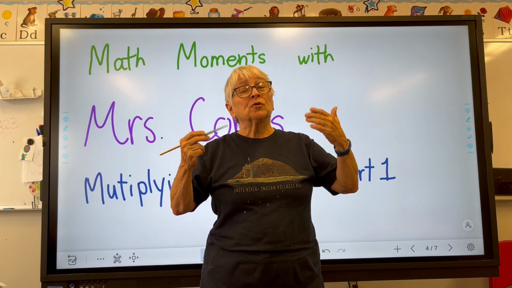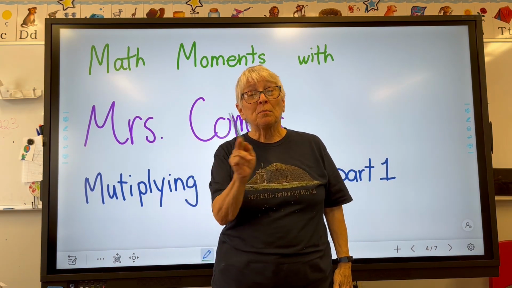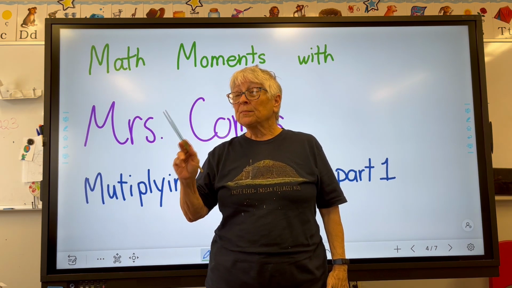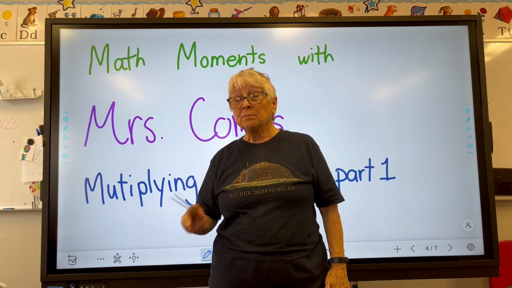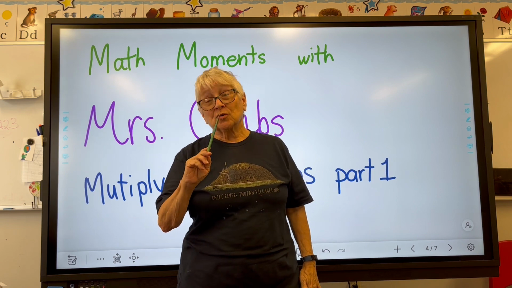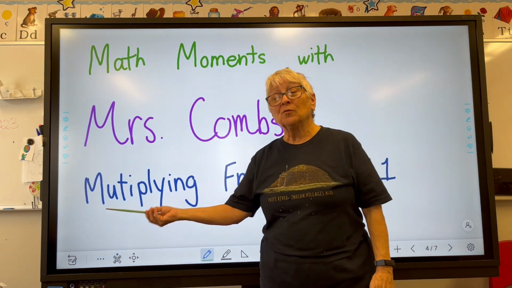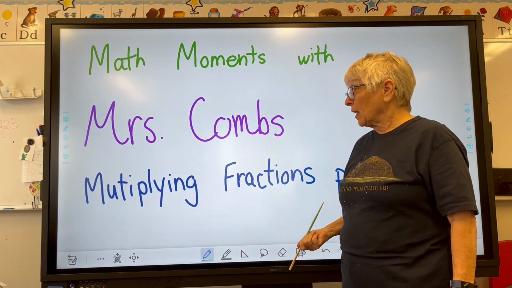When you're multiplying fractions, you multiply across top times top over bottom times bottom. So you multiply the numerators, then you multiply the denominators.